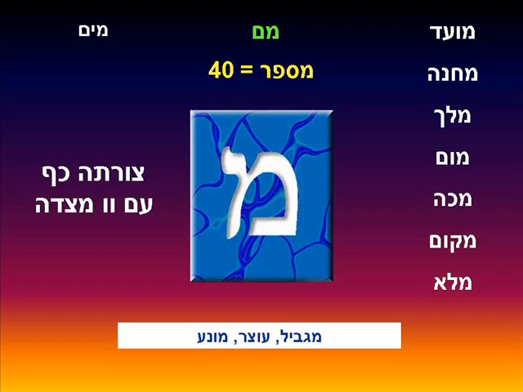Male, full. Well, if you're full, you probably can't eat anymore, right? You're full. You're restricted. You're limited. And the reason it looks like that is because the mem is shaped from a top with a vav on its side. The reason I put it on its side is because you will see that there are other letters that also have a top with a vav, like the lamed we just saw. But the lamed has the vav on top. The mem has the vav on the side.